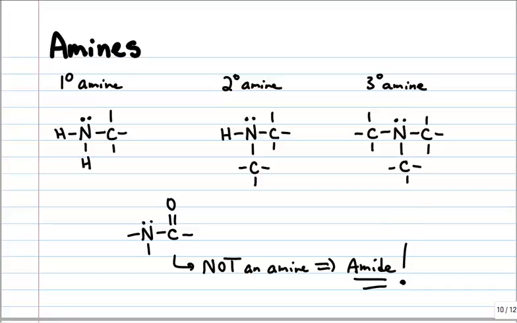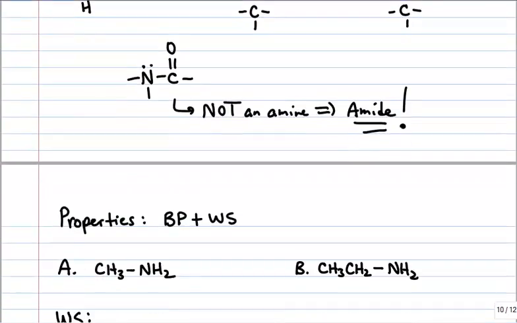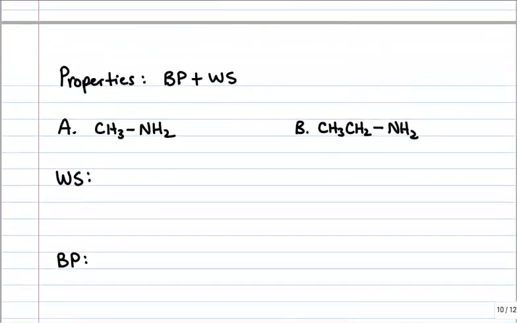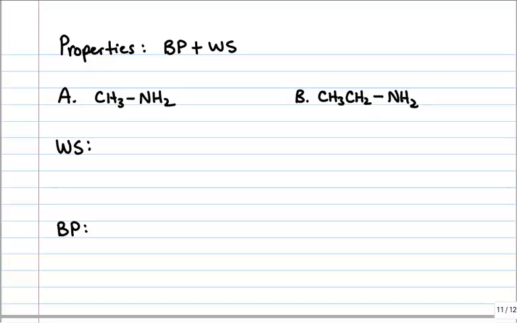Well, we're not going to name amines, which is good news, I guess. But one of the things we're going to talk about are properties of amines. So that's going to be a trend here with organic compounds. Let's talk about boiling point and water solubility. Well, I've given you two amines here, A and B. They're both primary amines. So what I need for us to do is to predict which one is more water soluble and which one has a higher boiling point.